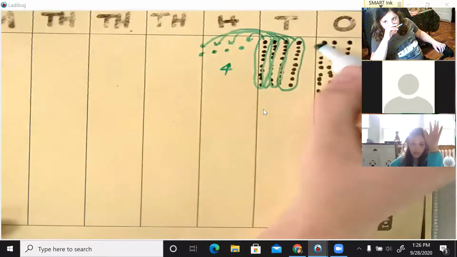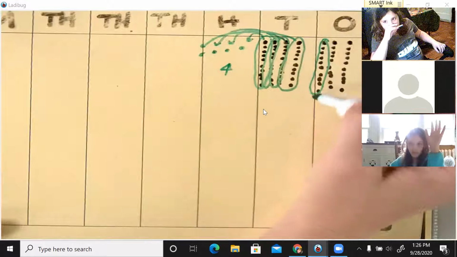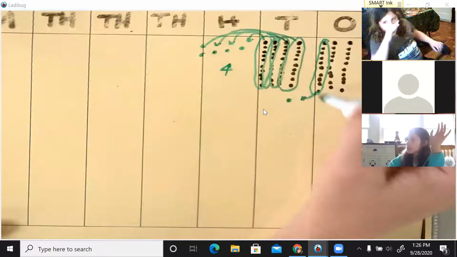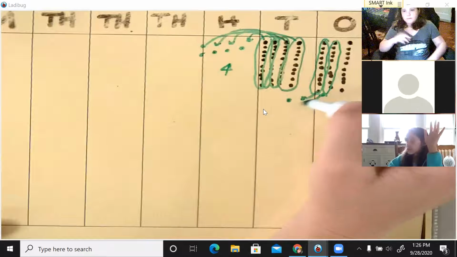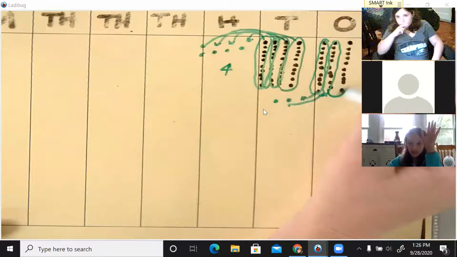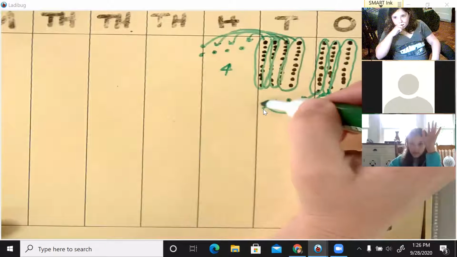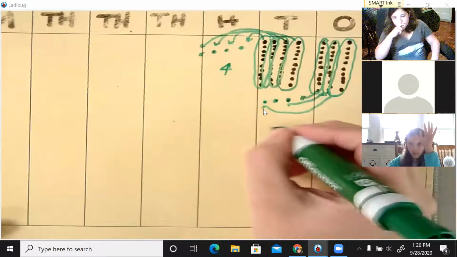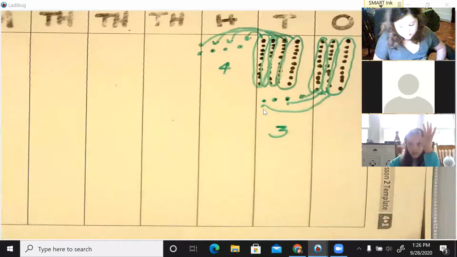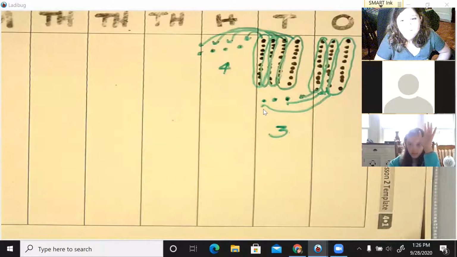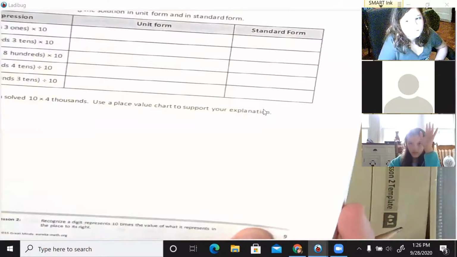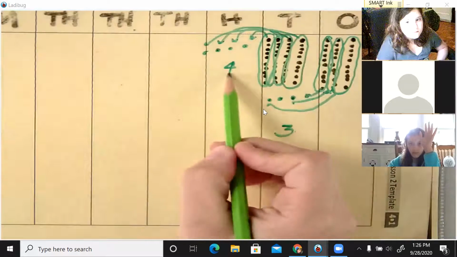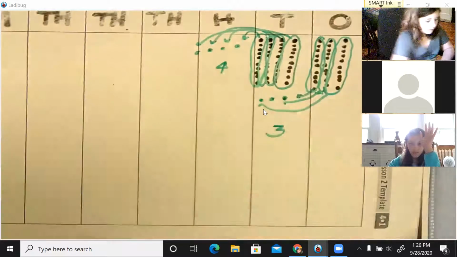Now I have to bundle my ones. These 10 ones give me a 10. These 10 ones give me another 10. And these 10 ones give me a third 10. So now I have 10, 20, 30. I'm sorry, it'd be 3 tens, or 30 total. So now, where it says unit form, we're going to write 4 hundreds, 3 tens.